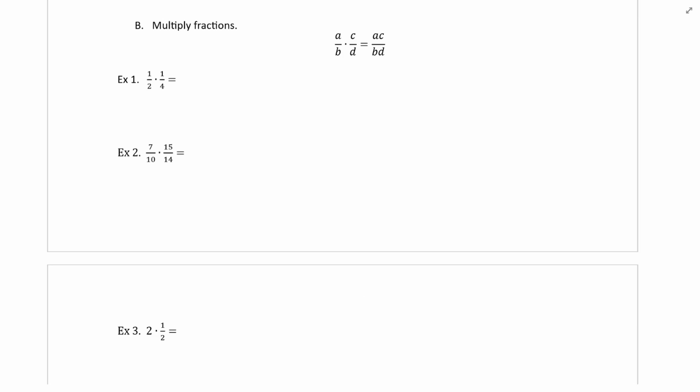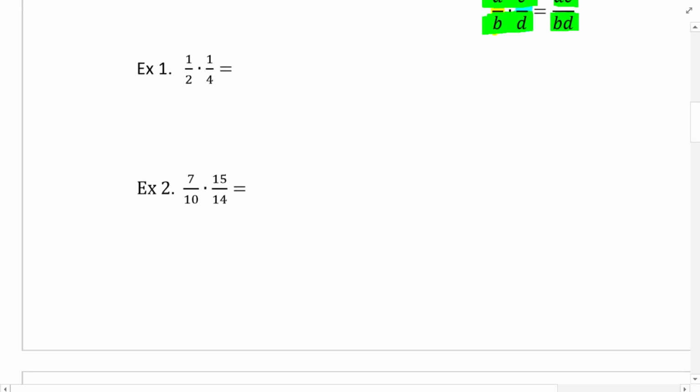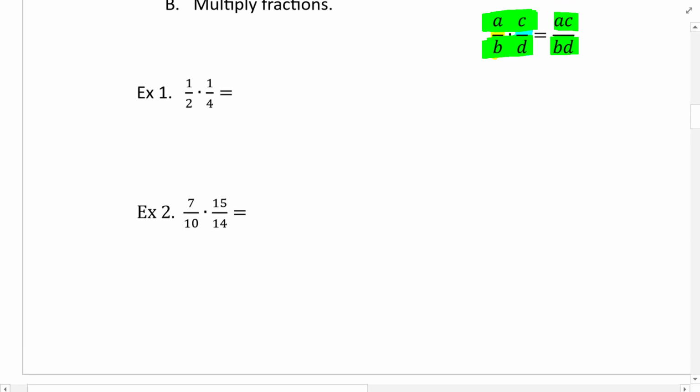Now let's do a few problems where we multiply fractions. Well, the rule for multiplying two fractions, a over b times c over d, is that we multiply across. That's how the rule is. So we multiply a times c over b times d. So in this case, for the first example, 1 over 2 times 1 over 4, we multiply across like the rule says. So we have 1 times 1, it's 1 over 2 times 4, it's 8. And this is the final answer. Sometimes we can simplify further, but not in this case.